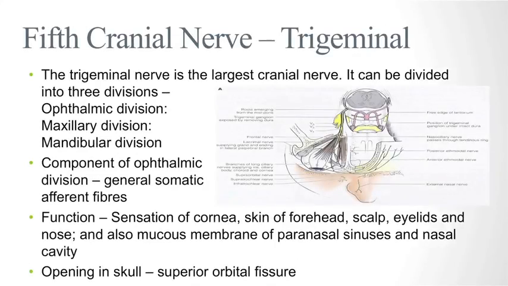The trigeminal nerve is the largest cranial nerve. It can be divided into 3 divisions: ophthalmic division, maxillary division, and mandibular division. Component of the ophthalmic division: general somatic afferent fibers. Function: sensation of cornea, skin of forehead, scalp, eyelids and nose, and also mucous membrane of paranasal sinuses and nasal cavity. Opening in skull: superior orbital fissure.